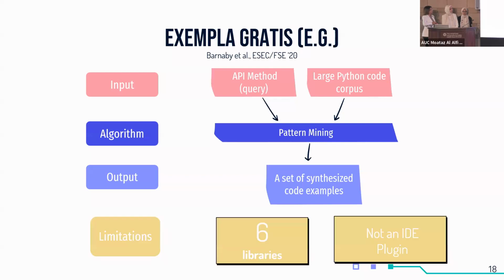However, EG has some limitations. For example, it is only tested on 6 libraries. It is also a standalone tool, meaning it's not part of an IDE. And we wanted to evaluate this pattern-based idea more, so we had to re-implement EG since it's not open source. API Wizard uses the same approach as EG and tries to overcome its limitations.